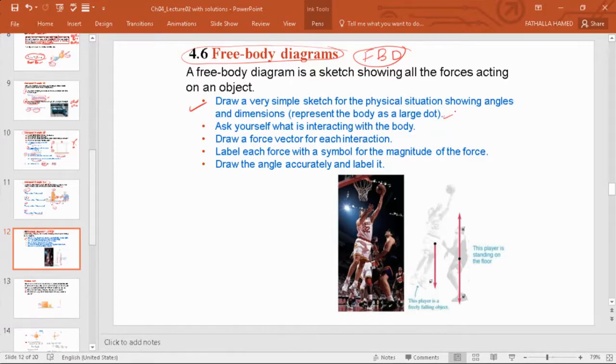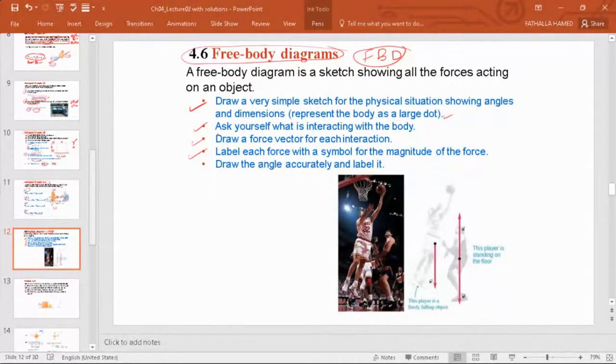Ask yourself, what is interacting with the body? Draw a force vector to each interaction. Label each force with a symbol for the magnitude of the force. Draw angles accurately and label them if the force makes an angle.